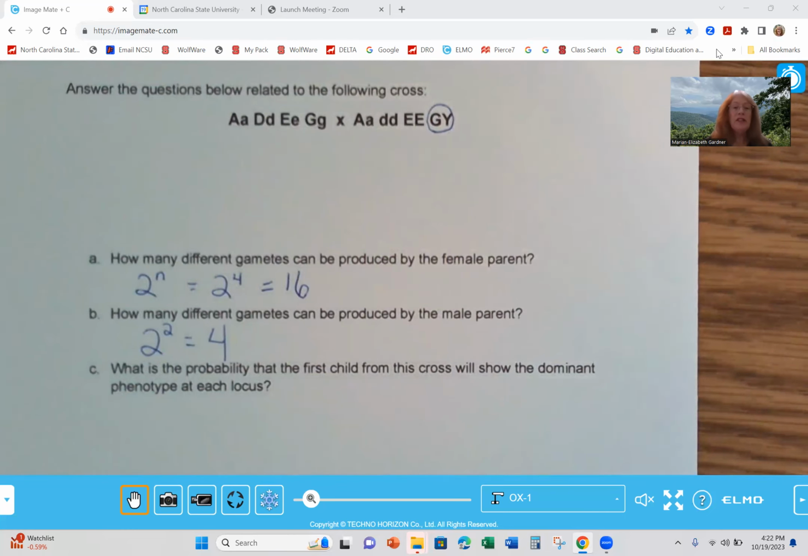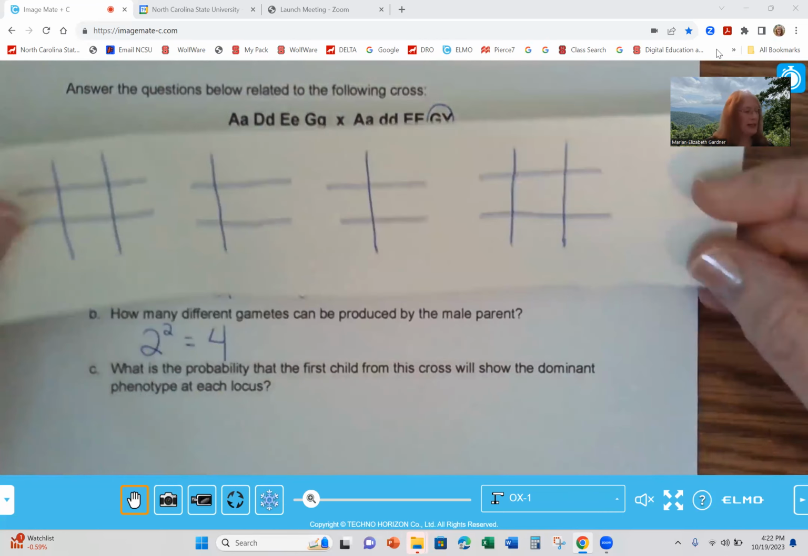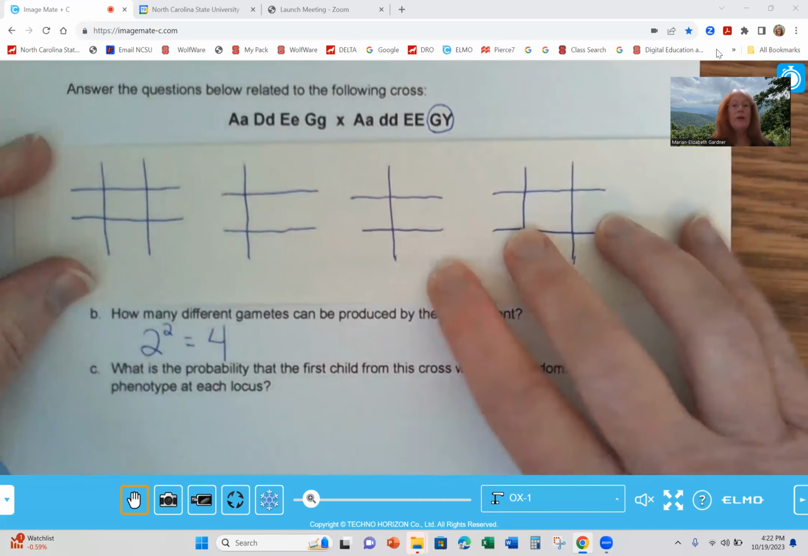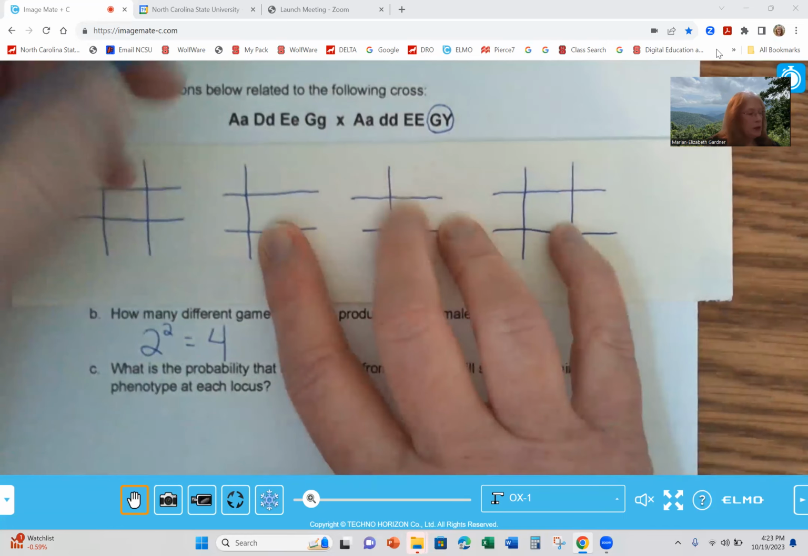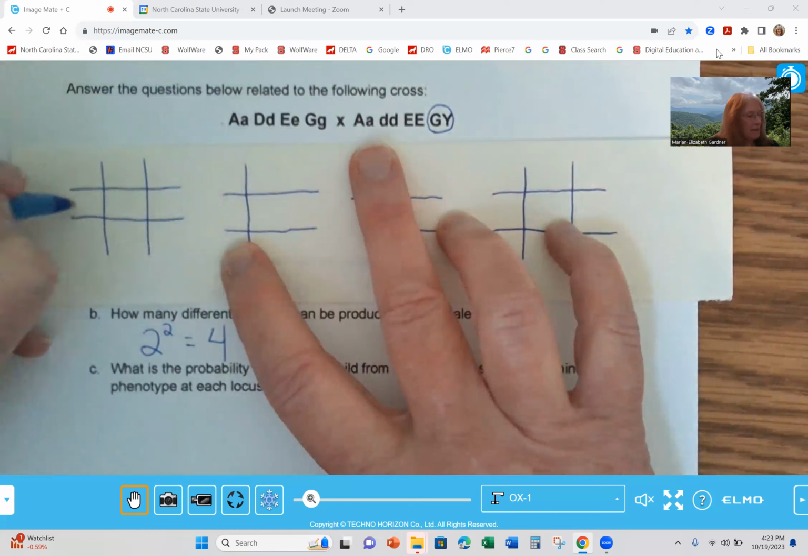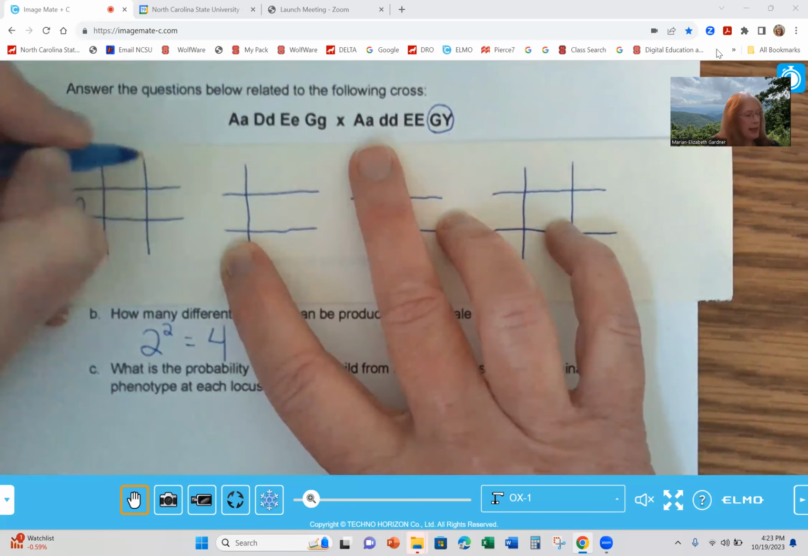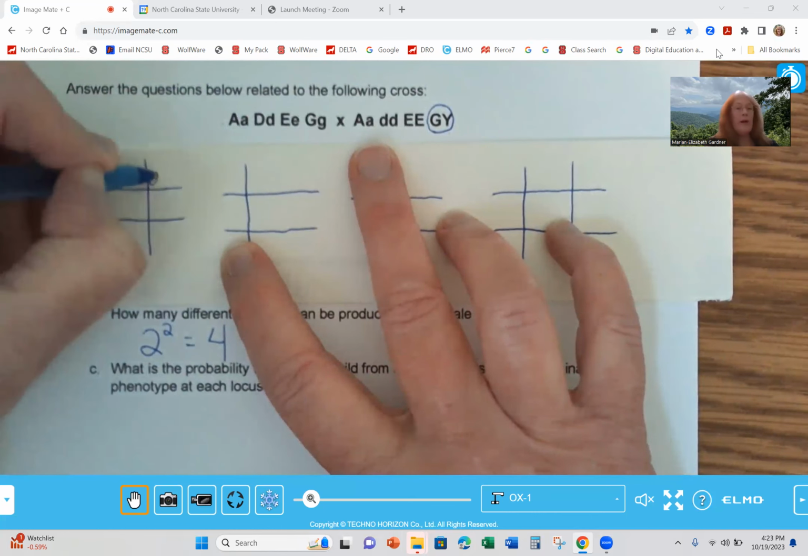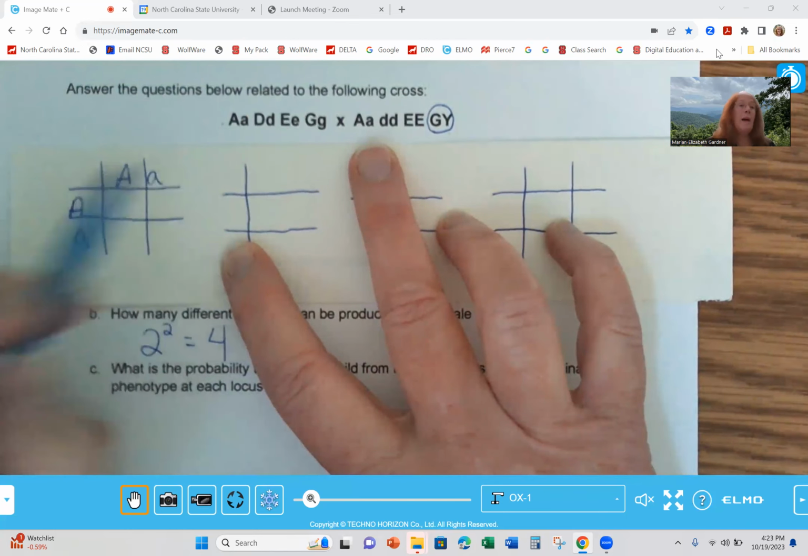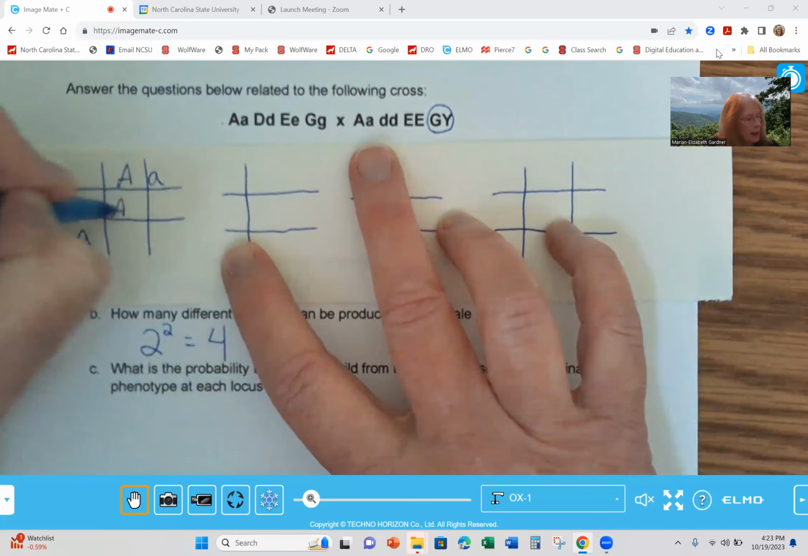The next question has to do with probabilities. What is the probability that the first child from this cross will show the dominant phenotype at each locus? I like to do simple one locus Punnett squares. So starting with the A locus, big A little a by big A little a, female parent gamete, male parent gamete. It does not matter if you write the male across the top or down the side. We'll fill that out.